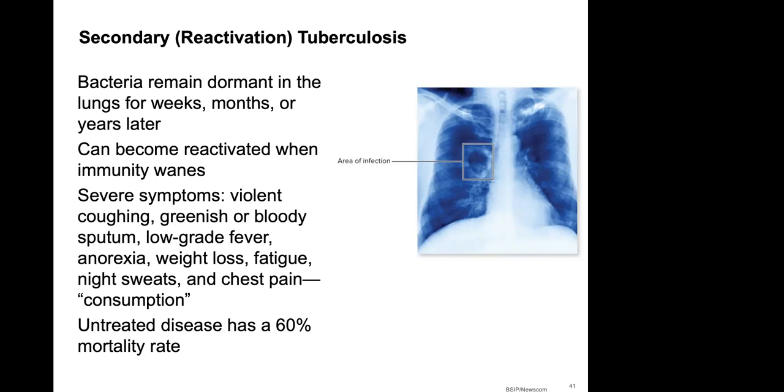Severe symptoms can include violent coughing, greenish or bloody sputum, low-grade fever, anorexia, weight loss, fatigue, night sweats, and chest pain. All these symptoms combined are what we typically refer to as consumption. Untreated disease has a 60% mortality rate.